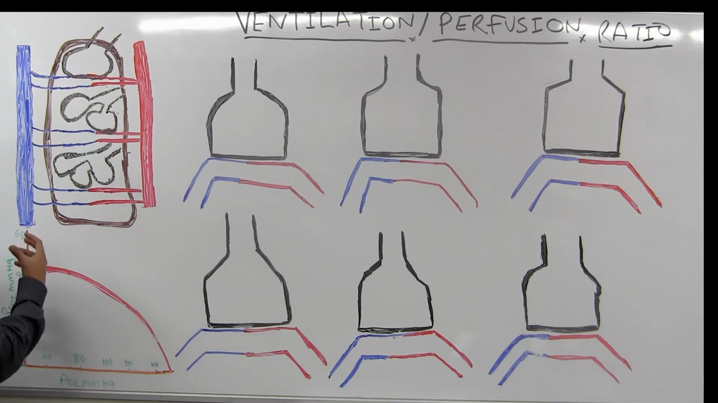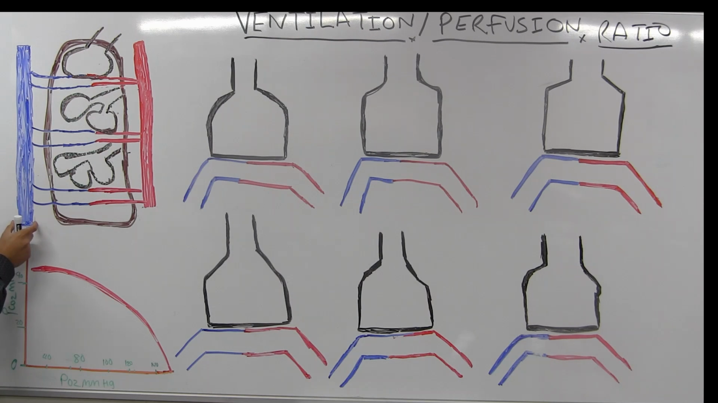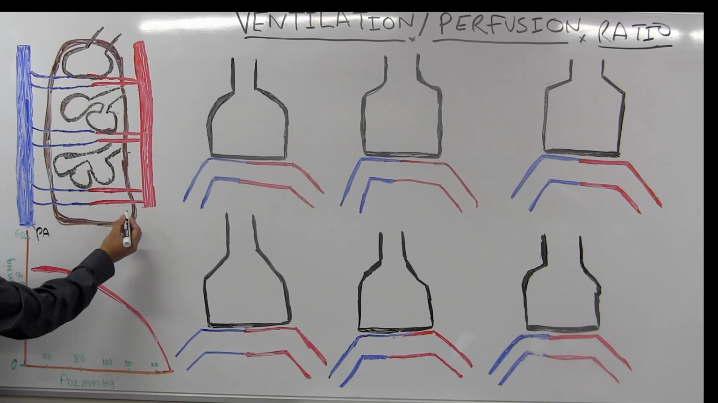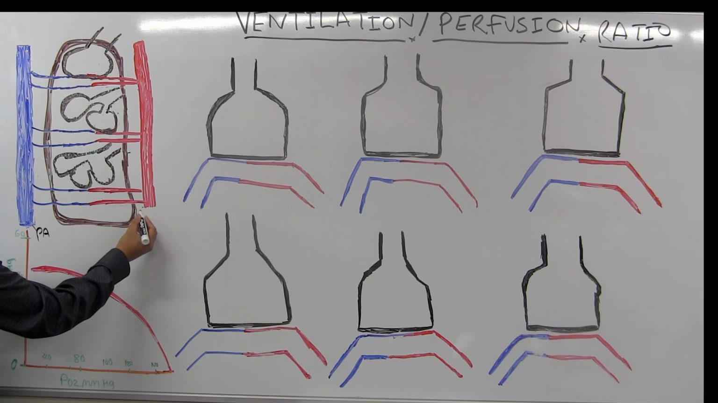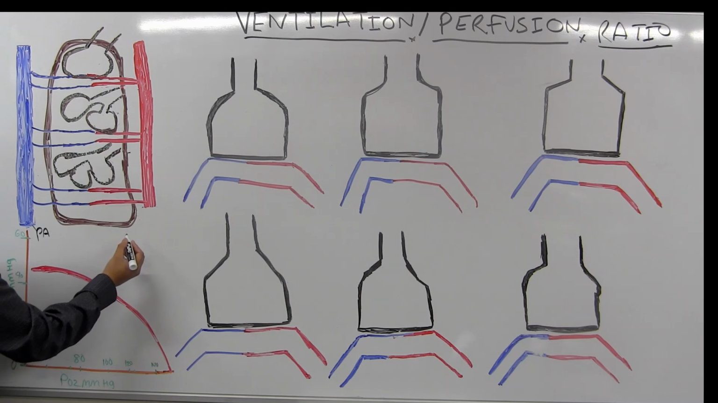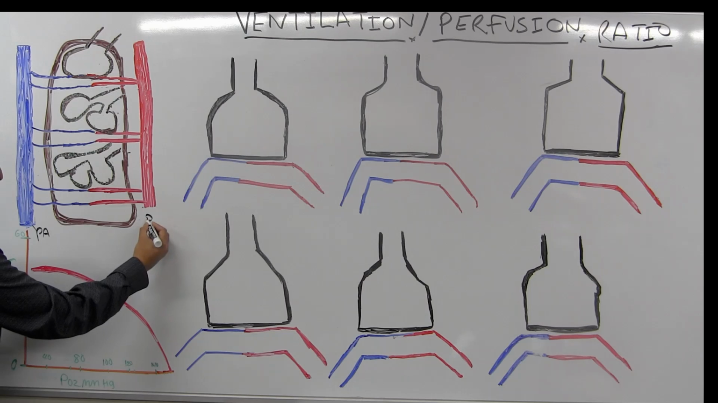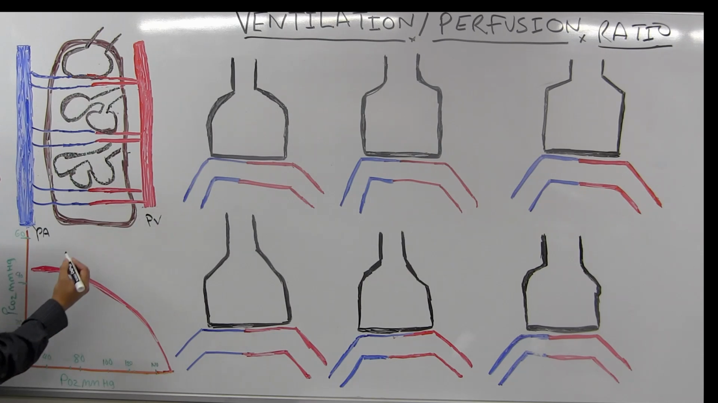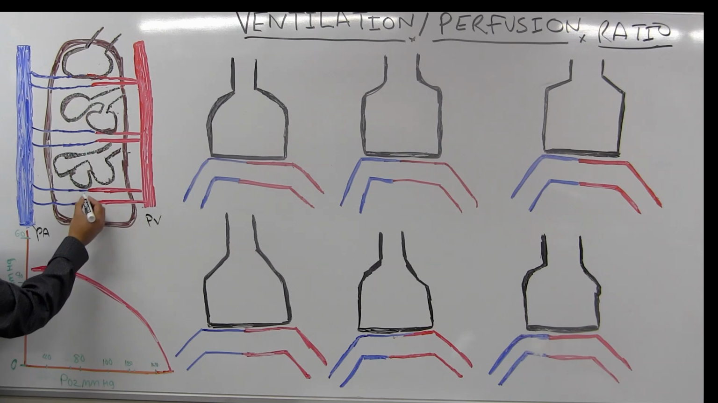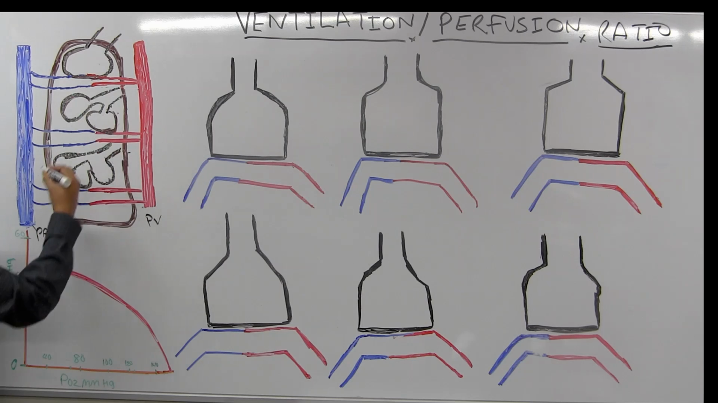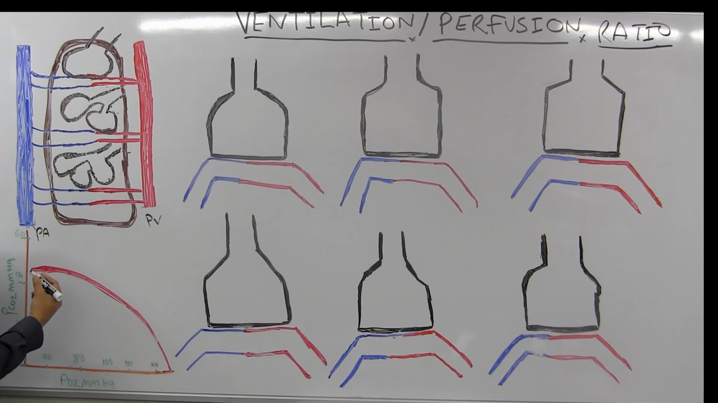Here, as you see, I already drew this. This side is going to be the pulmonary artery side, which comes from the right ventricle, right? Let me write that down here. And this is going to be my pulmonary vein side. And this in the middle is where the extension to the capillaries is going to happen, all right?